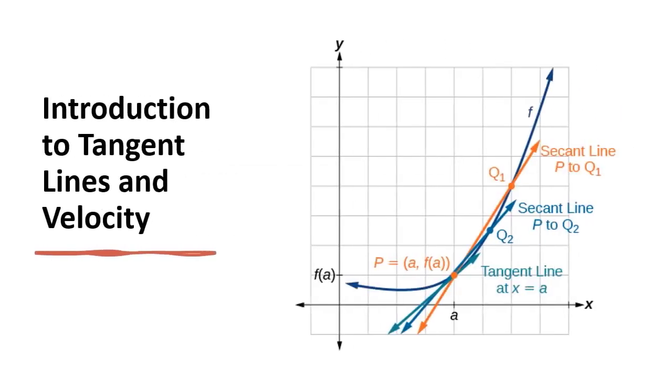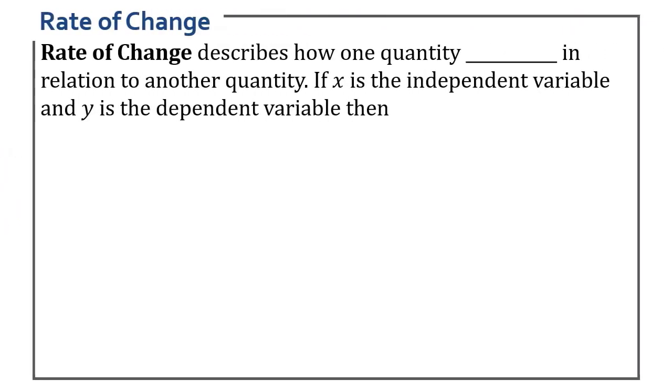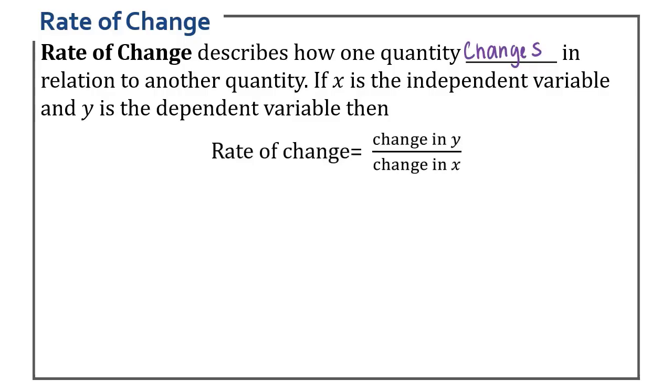This section is going to introduce tangent lines and velocity. Let's begin with rate of change. Rate of change describes how one quantity changes in relation to another quantity. If x is the independent variable and y is the dependent variable, then we can define rate of change as the change in y over the change in x.